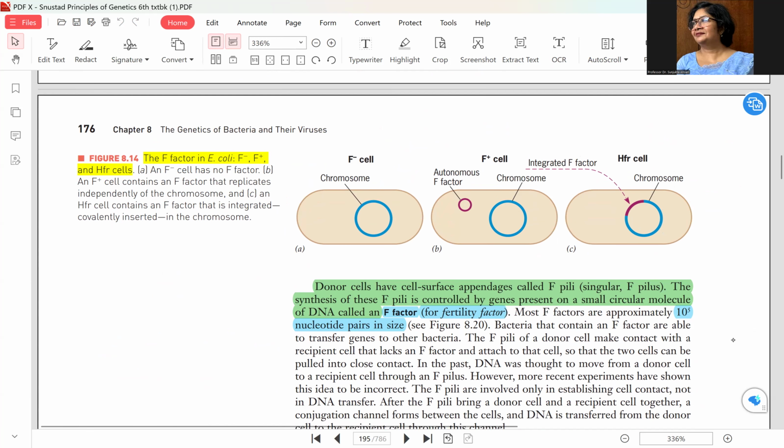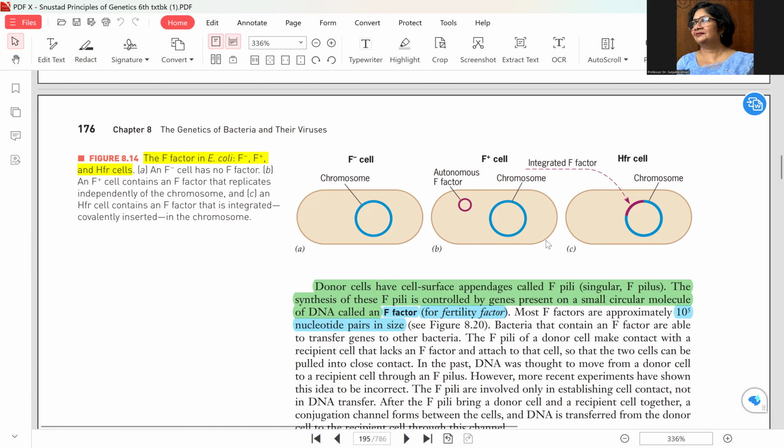This process was first studied with the help of bacteria containing F factor. F factor stands for fertility factor because it was found that this factor was needed for conjugation to be possible. That is, for gene transfer to take place from one bacterial cell to another, conjugation needed the formation of a conjugation tube, which was encoded by the F factor.